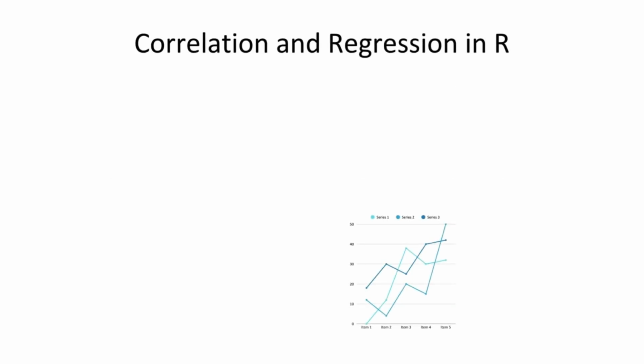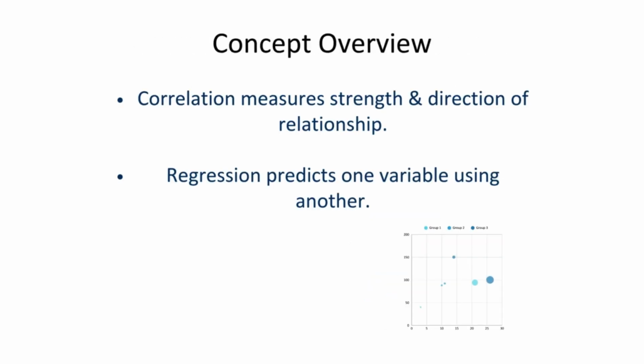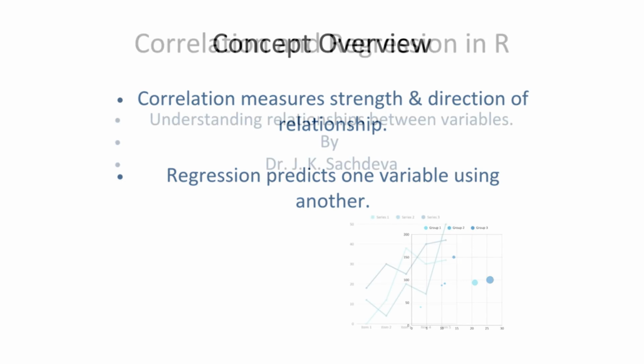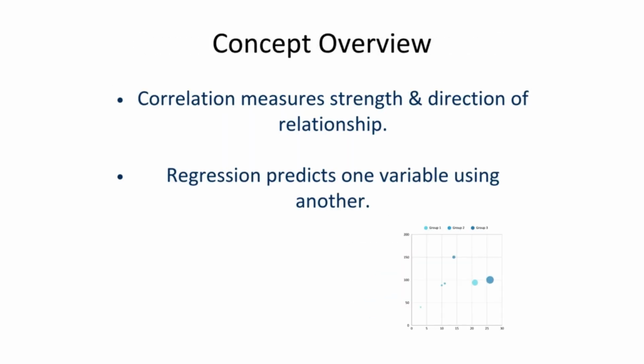Correlation and regression are closely related concepts. Correlation tells us how strongly two variables move together, while regression helps us predict one variable using the other. Both are essential in research and data analysis.